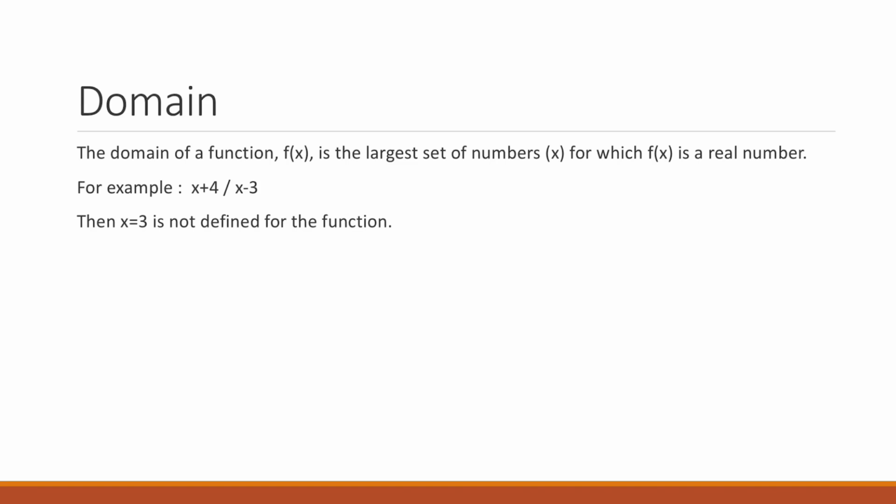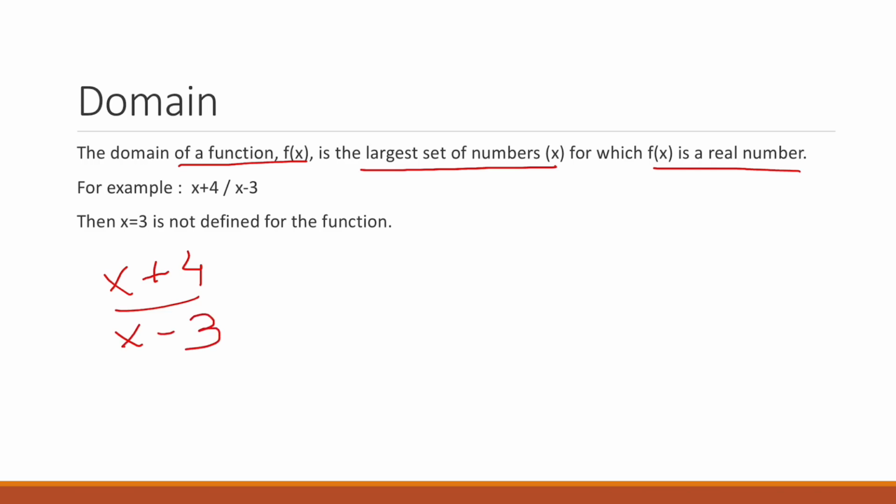Okay, I'm going to very quickly go through what is the domain. So the domain of a function f of x is the largest set of numbers x for which f of x is a real number. For example, x plus 4 by x minus 3. You know that when the denominator becomes 0, the function is not defined, and hence for this function, it will not be defined when x takes the value of 3. So the domain of this function would be all real numbers except 3. I think that was quite simple and straightforward. Let's move to the main part.